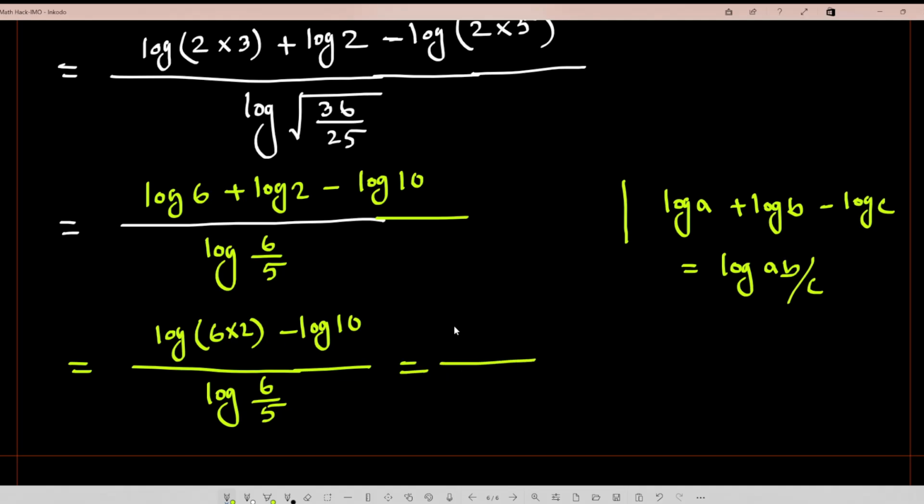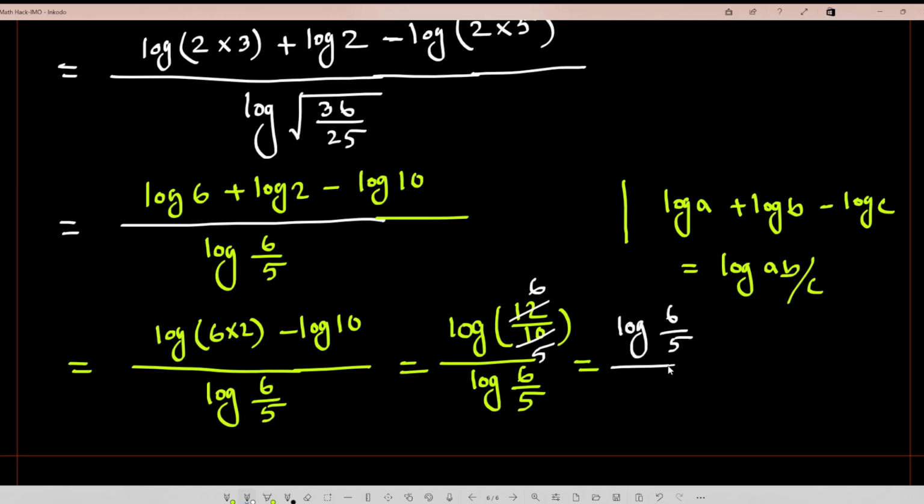So this one is log 12 divided by 10, and here is log 6/5, equal, look, we can divide by 2, so here is 6 and here is 5. Now look, here is log 6/5 and here log 6/5. So this one and this one cancel out, the answer will be 1, and this is our desired answer.